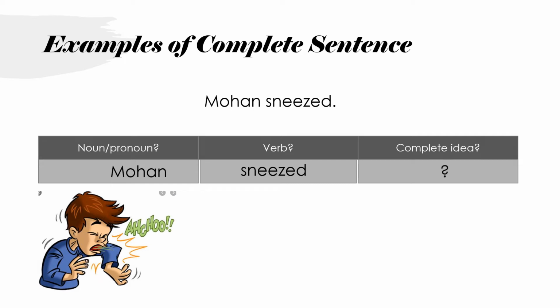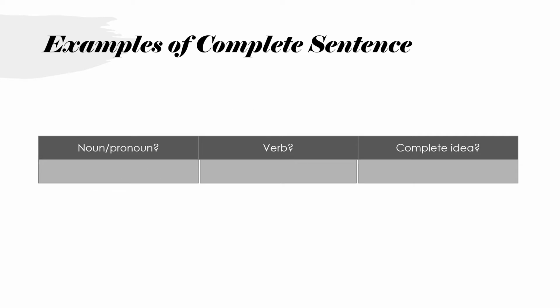Next, does this complete the idea? What do you think? Can you get the full meaning of the sentence? When I say Mohan sneezed, you can understand that Mohan just sneezed. We don't need to add anything more to it. So, it completes the idea. That is why Mohan sneezed is a complete sentence.